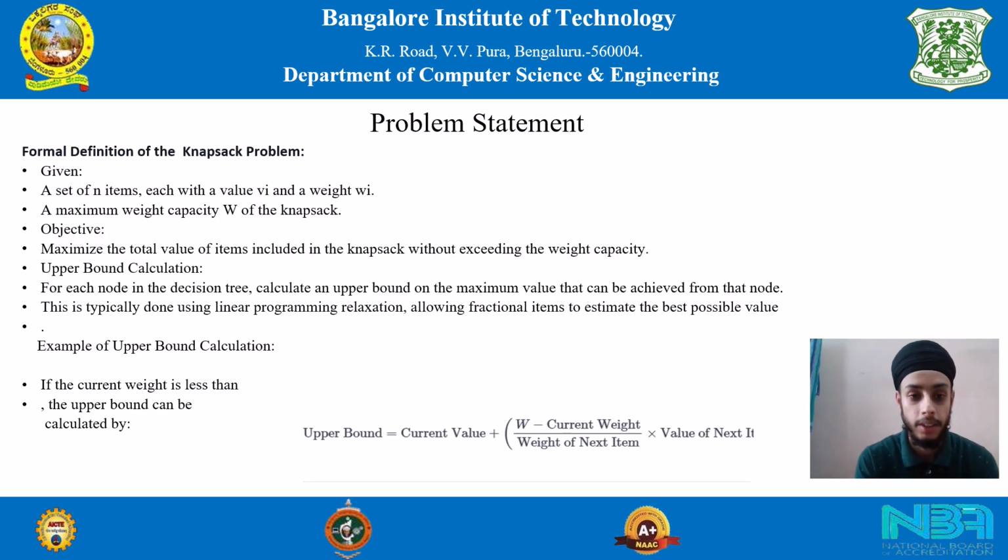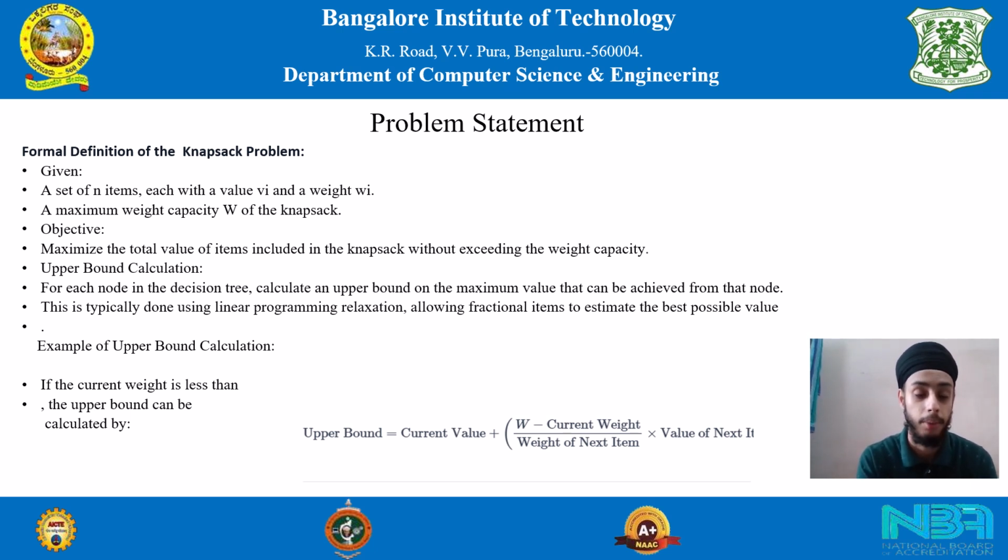So, what is the problem statement in the branch and bound knapsack problem? Let us know the formal definition of the knapsack problem. We are given a set of n items, each with a profit and a weight, and also given the maximum capacity of the knapsack, that is W. The objective is to find the maximum total value of items in the knapsack. The total weight should be equal to or less than the capacity, without exceeding it. It should not be greater than the maximum capacity of the knapsack.